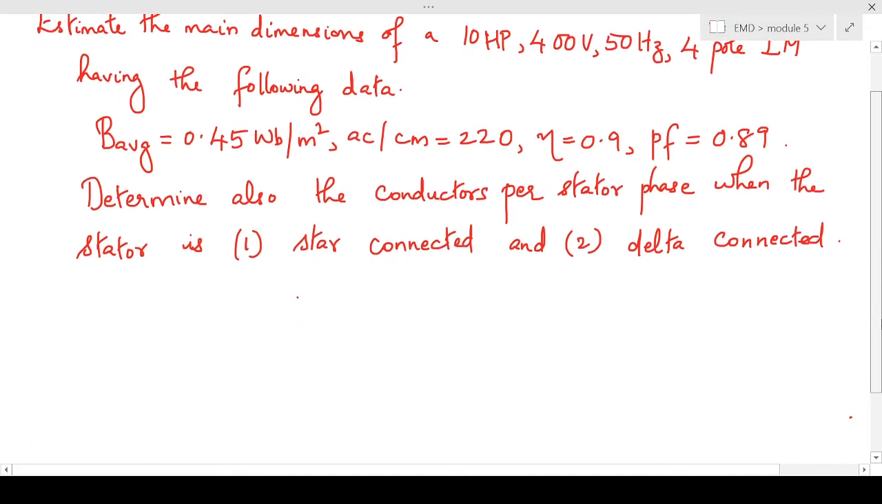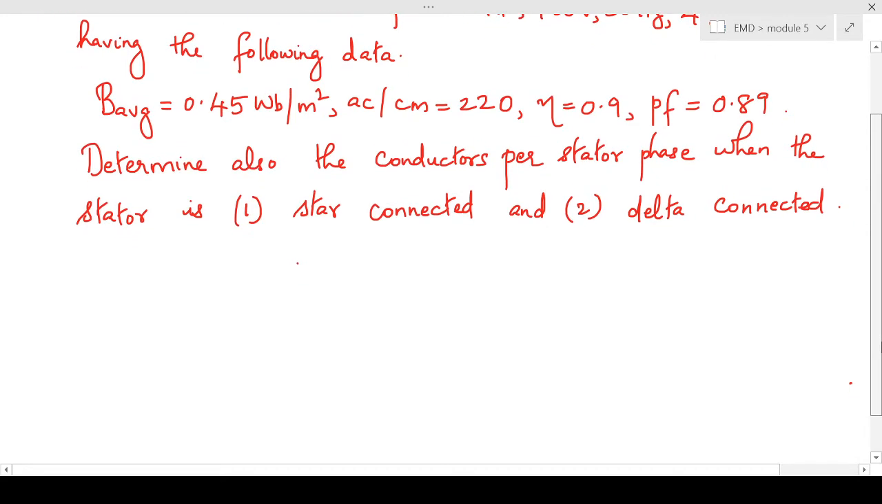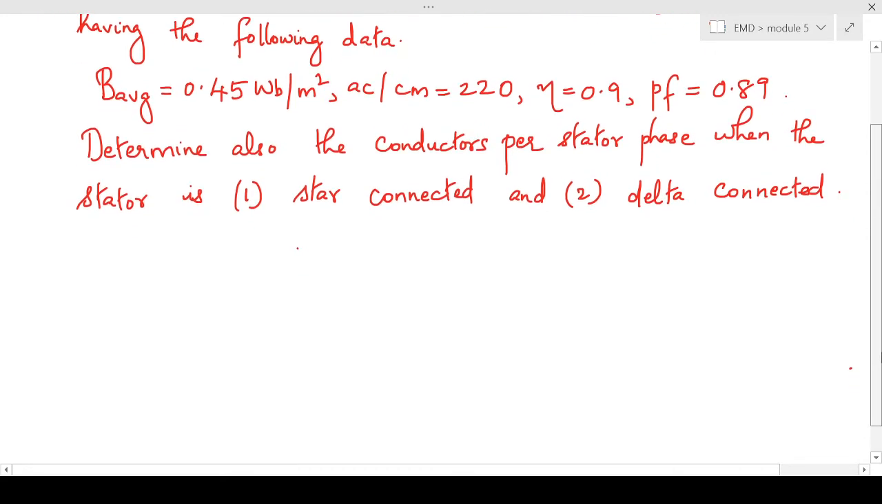So let's move on to the design. First we have to find the main dimensions. Main dimensions are D and L. So let's take the output equation. Q is equal to C0 D square L NS. We have to find out D and L.